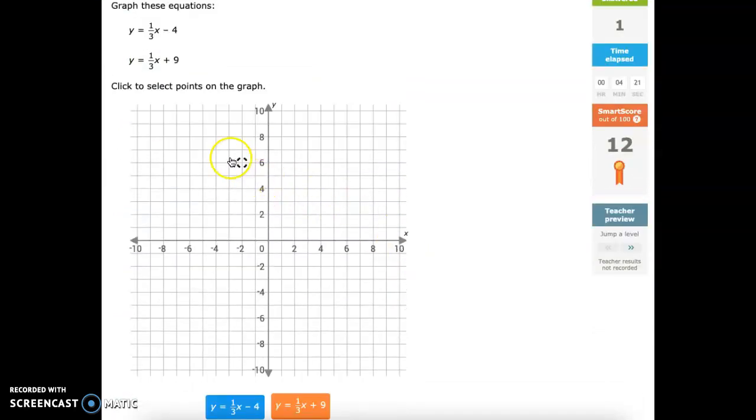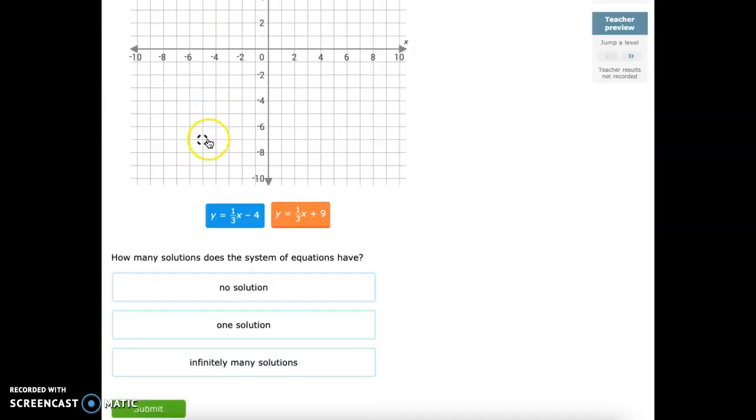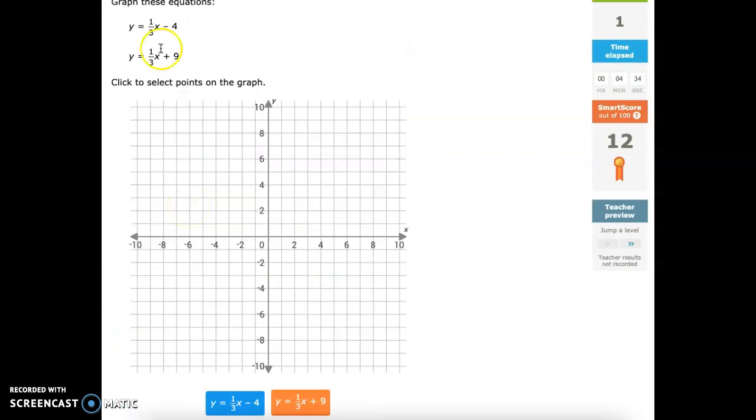Here, I see that the slopes are the exact same. However, they are not the exact same equation, only the slopes are the same. That tells me that there is going to be no solution. So let's graph it. The y-intercept is -4. Here's -4. The top number tells me to go up 1. The bottom number tells me to go to the right 3. So up 1, over 3. So there's my first line.